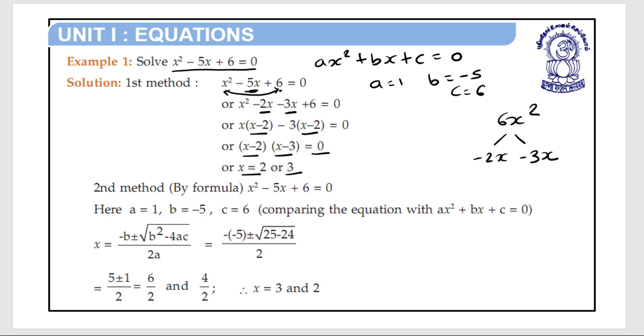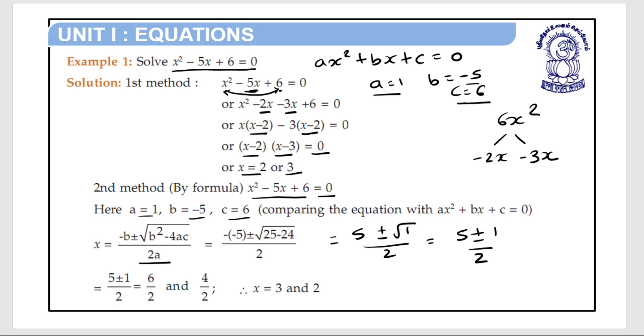Now second method, x square minus 5x plus 6 is equal to 0. A is equal to 1, b is equal to minus 5 and c is equal to 6. So write the root formula: x is equal to minus b plus or minus under root of b square minus 4ac upon 2a. Here the value of b is minus 5, so minus 5 plus or minus under root of minus 5 square, which is 25, minus 4ac, 4 into a 1 and c 6, 24, by 2. So 5 plus or minus under root 1 upon 2. So 5 plus or minus 1 by 2.